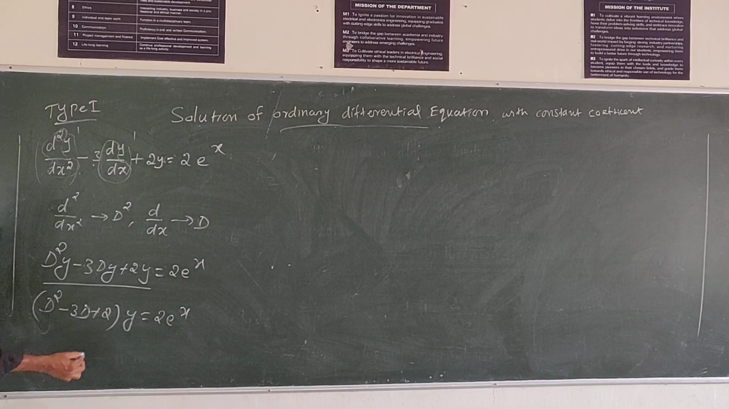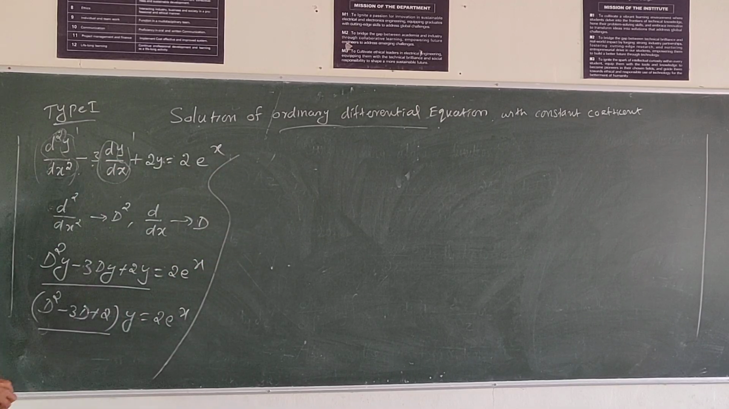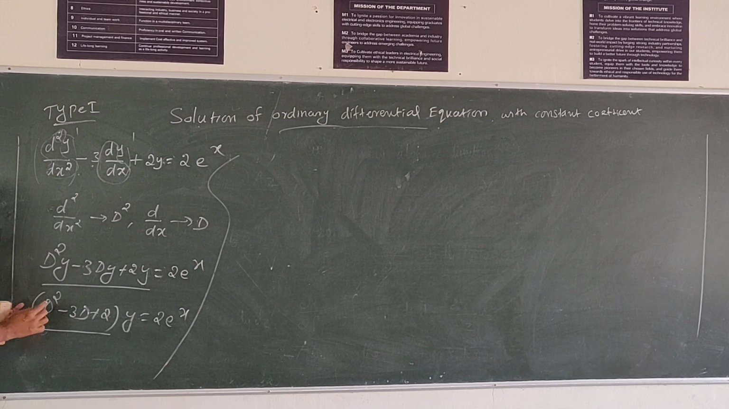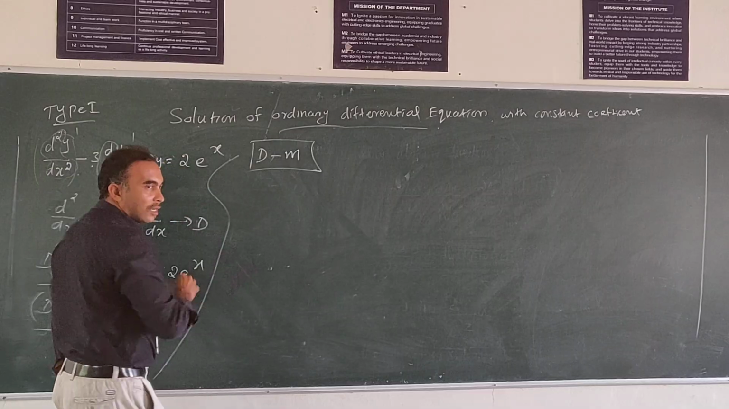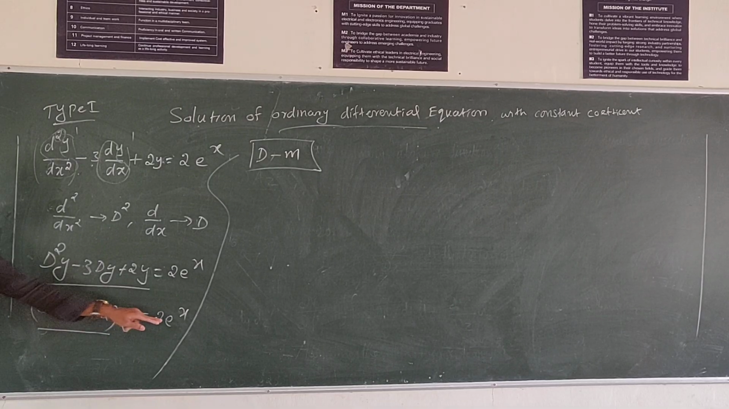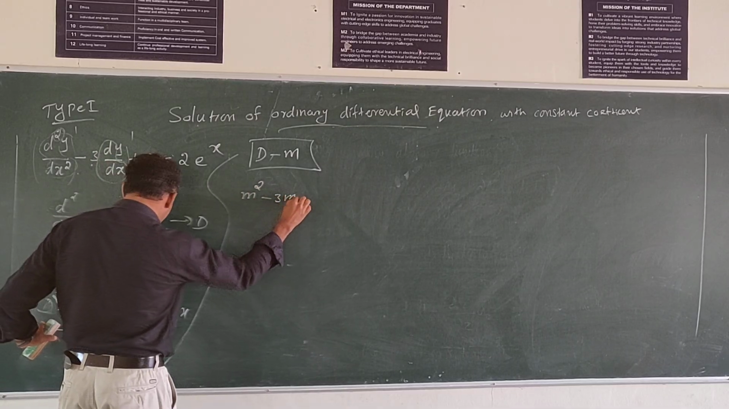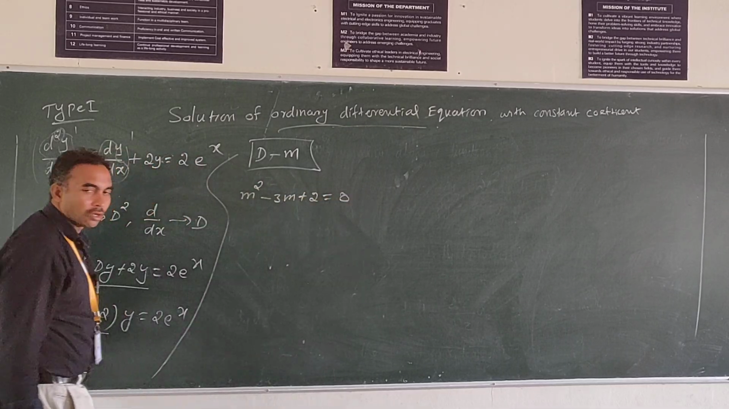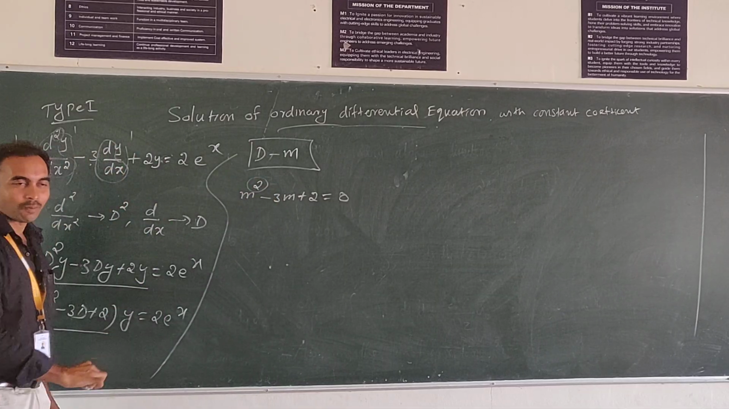In the first step, we have to find the complementary function. How to find the complementary function? In 12th standard you learned this. We have to replace D by m. Wherever you find D, replace it with m. Then we equate it to 0. So m squared minus 3m plus 2 equal to 0. This is a quadratic equation, because the highest power is 2.